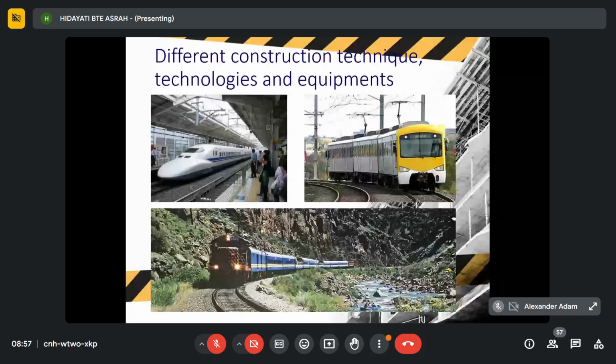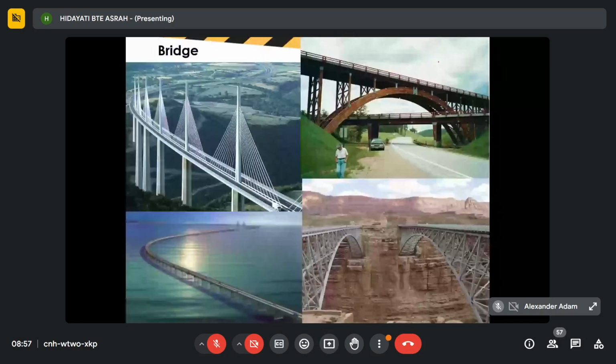You can see here, this is the modern and conventional trend. Okay, and also we have bridges. In this bridge you can use timber. This one they use timber, or you also can use steel. This one is steel. I think this one is concrete. They're built using different types of material.